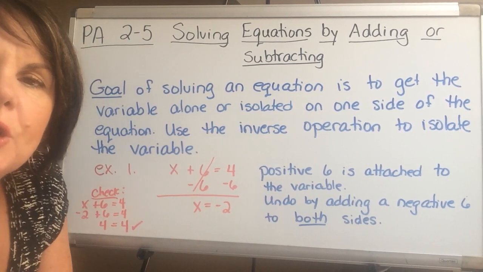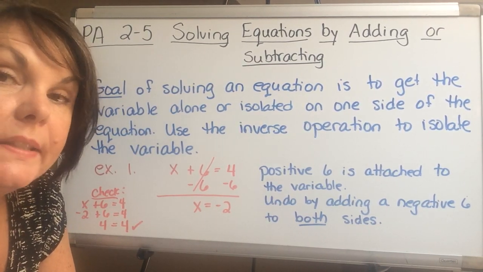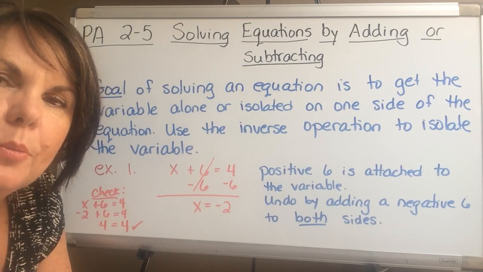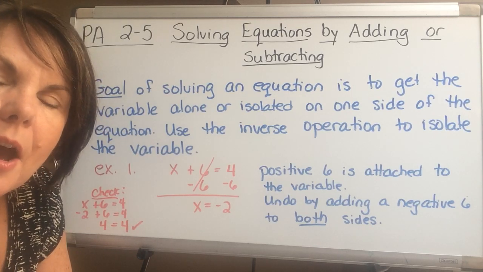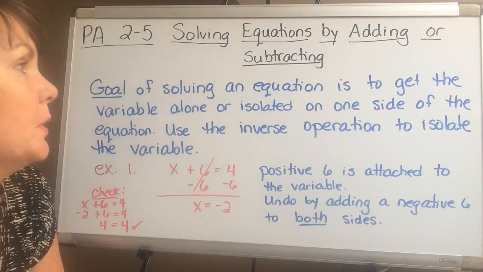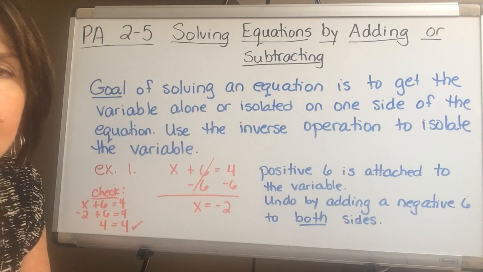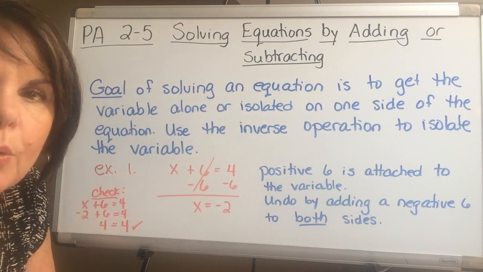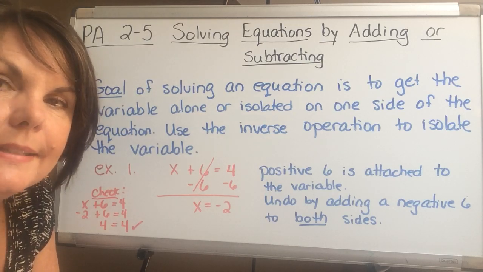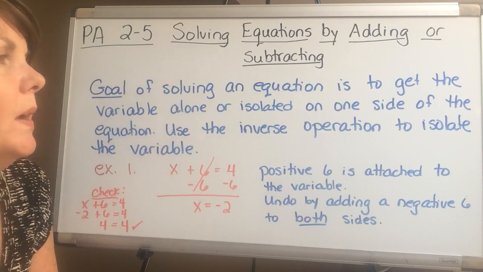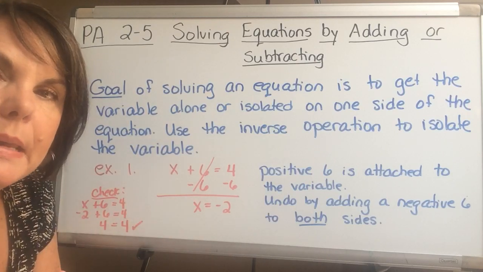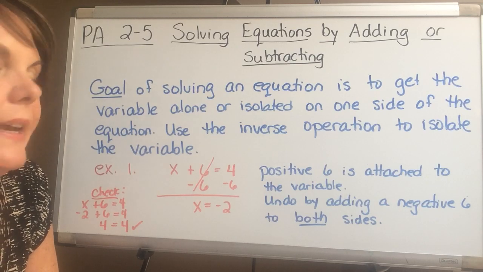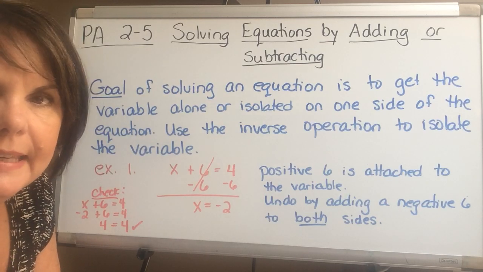Hi, today we're going to talk about how to solve equations, one-step equations, using addition or subtraction. Technically, we're really always adding, but let's take a look at a couple of examples first. Your goal here is to solve an equation by getting the variable alone, or another word that I use is I isolate the variable to one side of the equal sign, and it doesn't make a difference which side. Use the inverse operation to isolate the variable, and that's key.